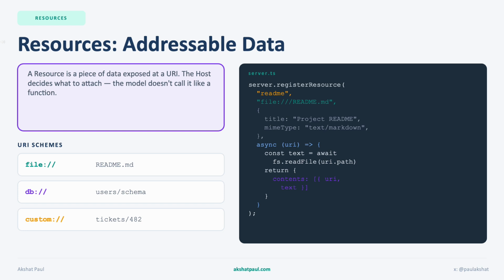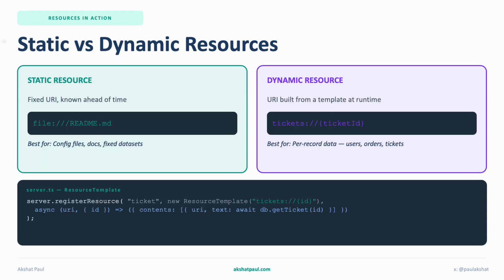Think of resources as your MCP server's read-only API surface, the things an AI application can pull into context without taking any action in the world. Resources come in two flavors, and the distinction matters a lot once you start building real servers. Static resources have a fixed URI you know ahead of time. file:///readme.md always points to the same file. These are great for configuration files, documentation, or any fixed dataset that doesn't change per request.